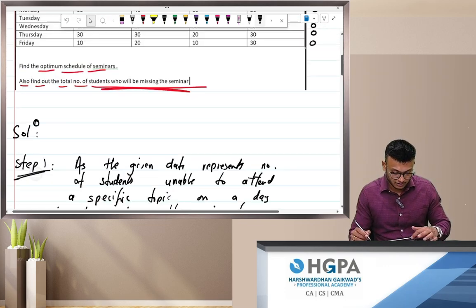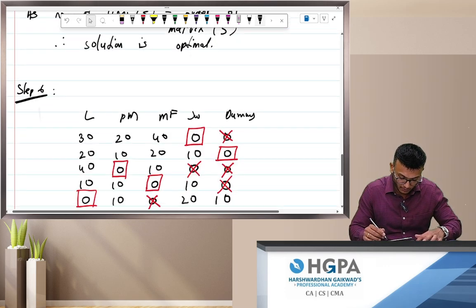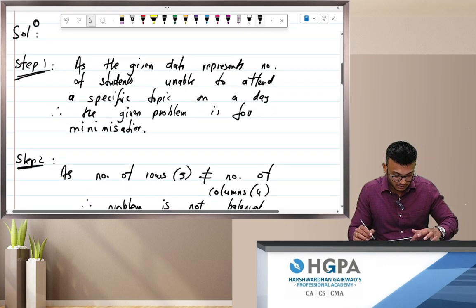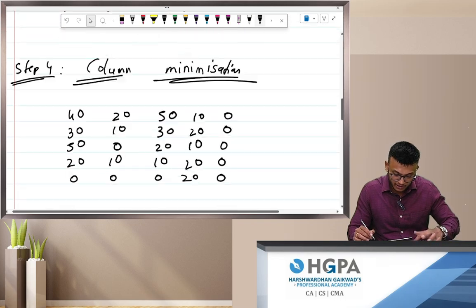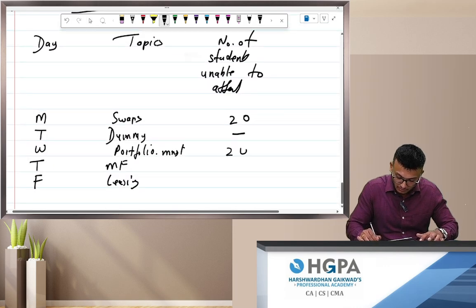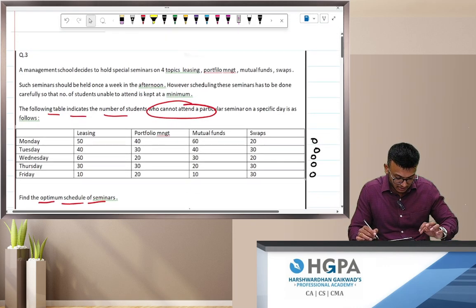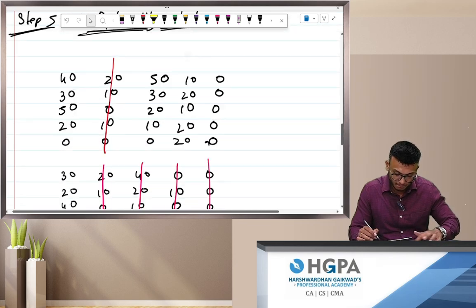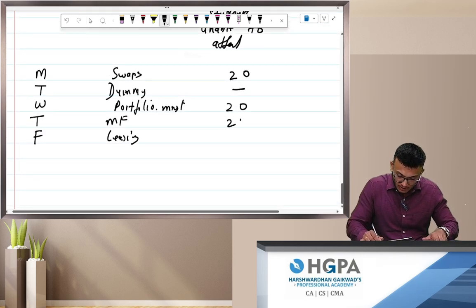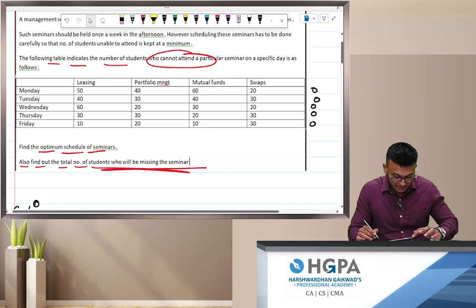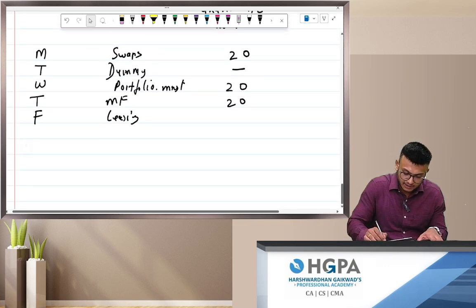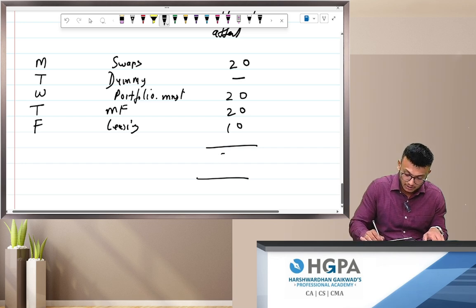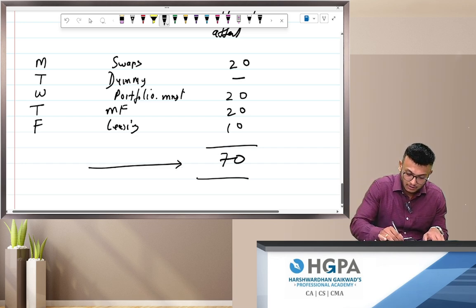Okay. For the number of students, you have to go in the first like this. So Monday is swap. Monday you have swap 20. You've got 20 over here. Tuesday dummy, nothing. Wednesday is portfolio management, and that is 20. Thursday is mutual fund, 20. And leasing is Friday, and that is how much? 10. So ladies and gentlemen, your answer has to be how much? 20 plus 20, 40, 40, 20, 60, and 70. This is your final answer.